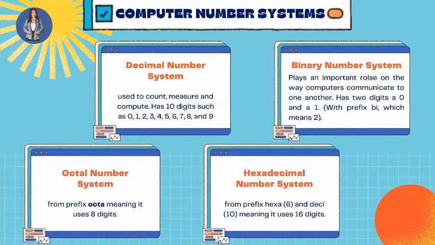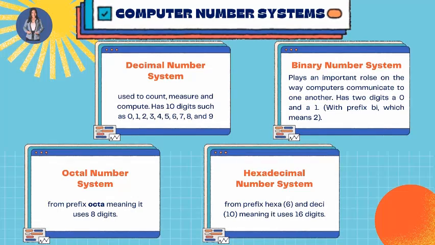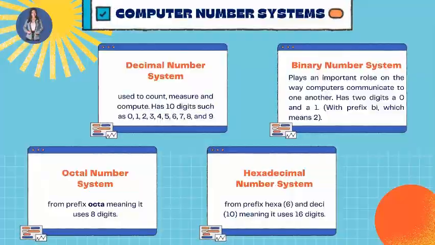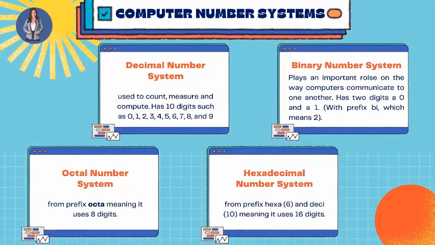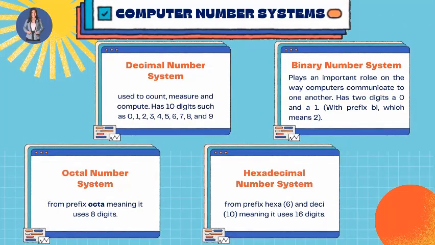The second one is the binary number system. Just like what I said a while ago, a computer only uses a series of zeros and ones. So it only understands two digits, which are 0 and 1.